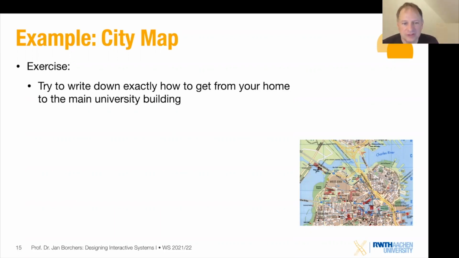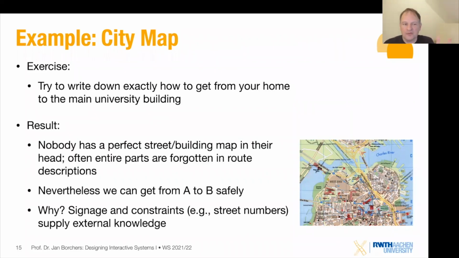My important point here is that nobody, again, has a perfect map in their head of the streets that they need to walk from A to B, or even inside a building. Oftentimes, entire parts are forgotten in their route descriptions. So, after class today, you can take a look at your map and compare to a Google view and see how close you got and what you might have missed. And nevertheless, we can clearly get from A to B safely. Why? Well, because again, there's signage in place. And what is signage? Signage is knowledge in the world, right?